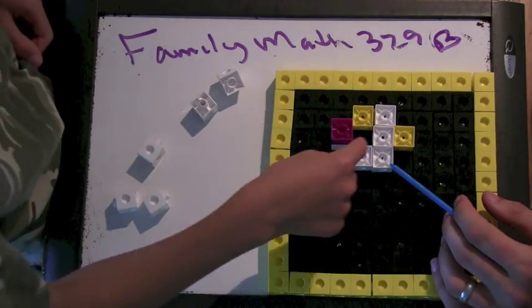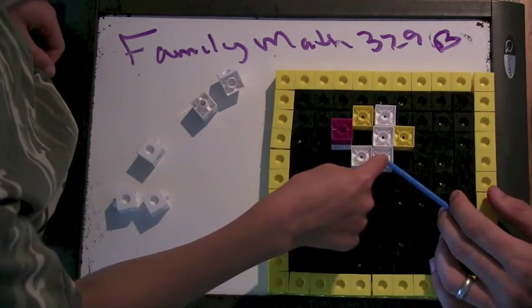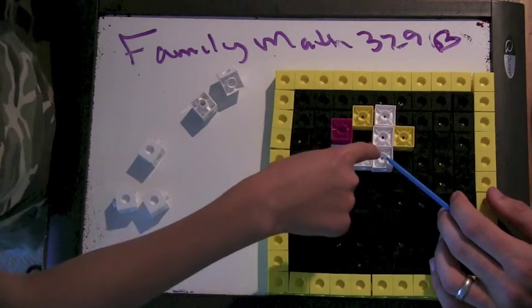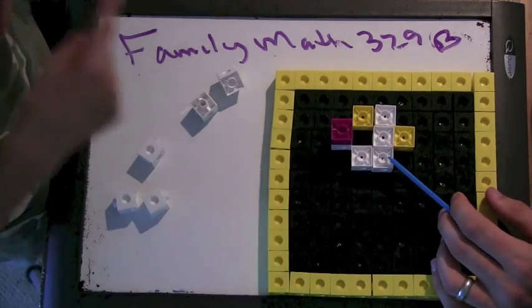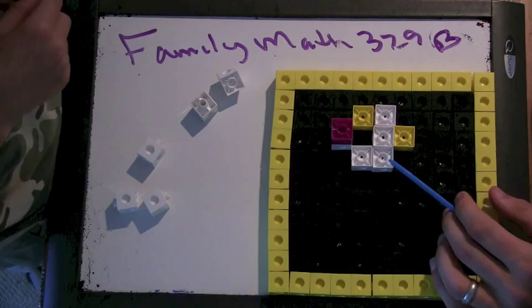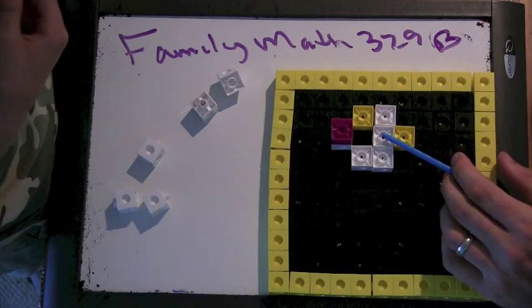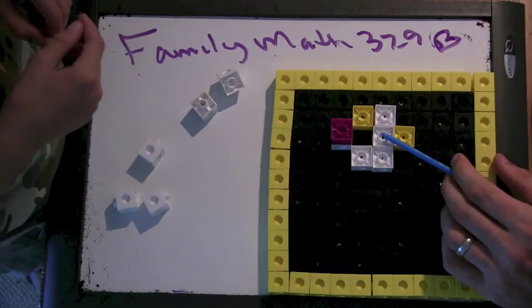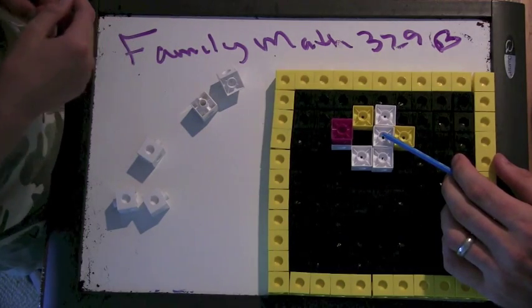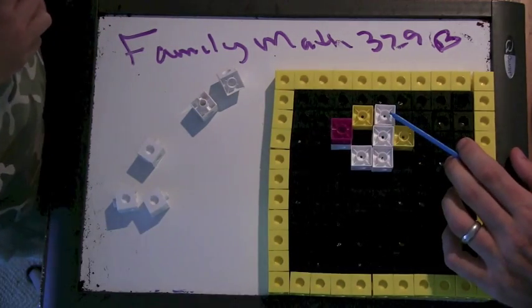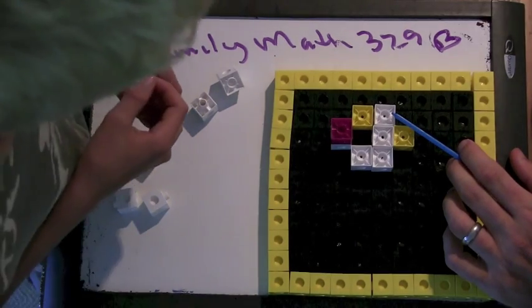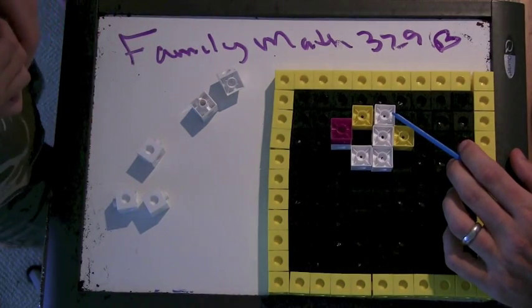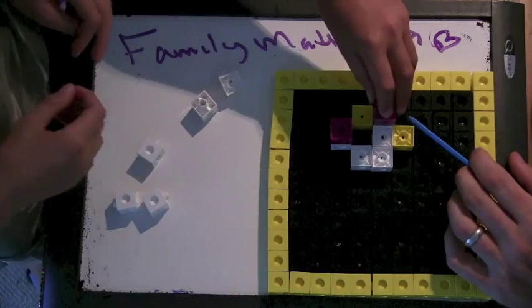What about this one? This one has 2 neighbors. Okay, so it'll live. What about this one? Well, that one has 3 neighbors. It'll live. What about this one? That one has 1 live neighbor. Okay. It'll die.